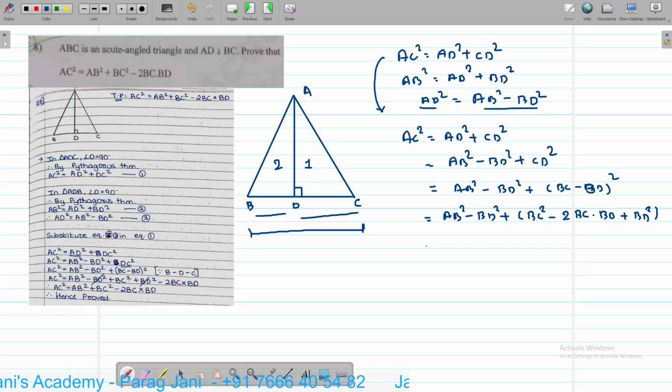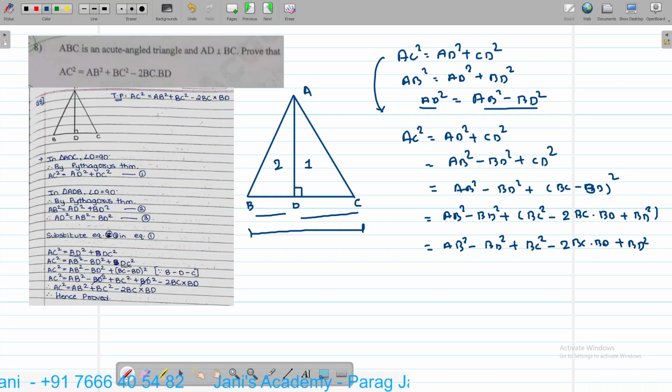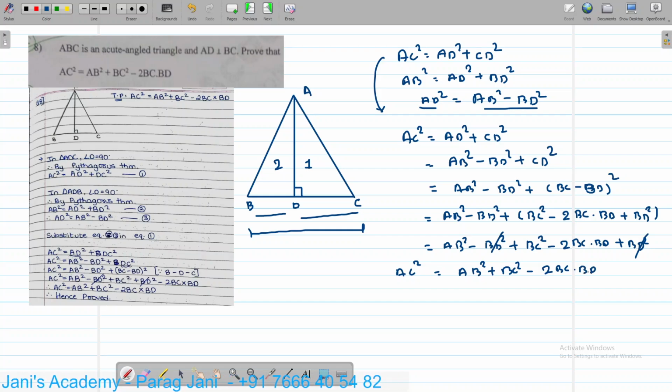Now just open the bracket. AB square minus BD square plus BC square minus 2 BC dot BD plus BD square. You can cancel the BD square. Now you are left with AC square is equal to AB square plus BC square minus 2 BC dot BD, which is what you are looking for. Proved.